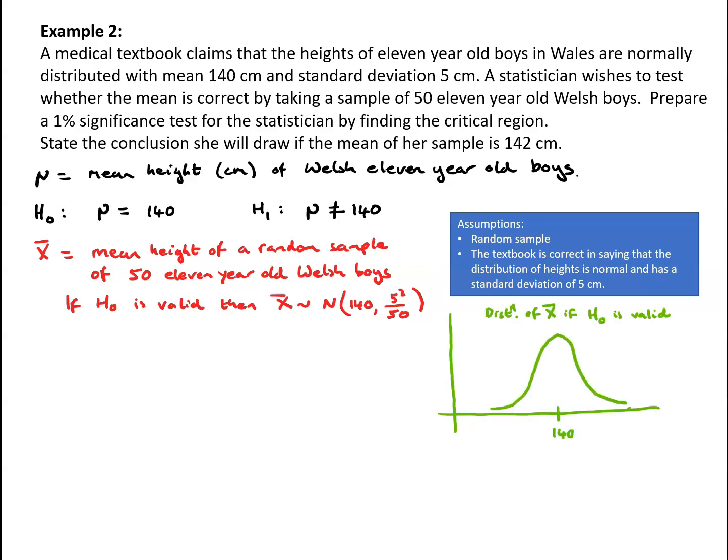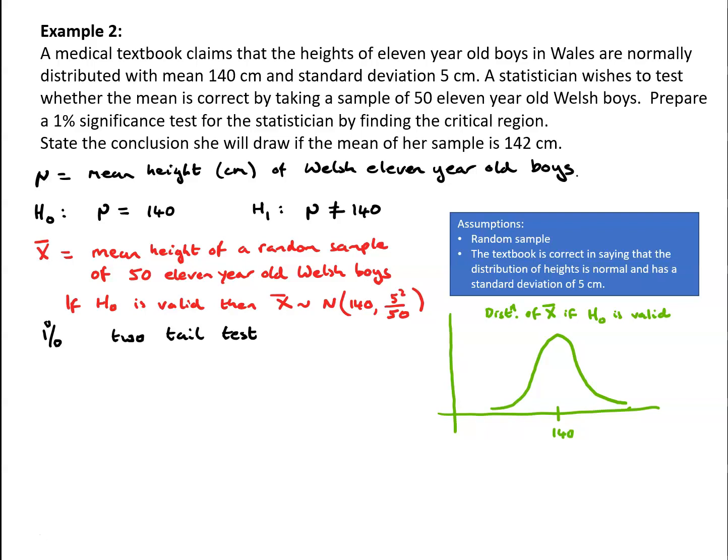So here is, if you like, a picture of the distribution of the sample mean if the null hypothesis is valid. Now, the significance level for the test is 1%. That's given to us in the question, and it is a two-tailed test because the alternative hypothesis is mu is not equal to 140. So we'll want to accept the alternative hypothesis if the value of x bar is much greater than 140 or much smaller than 140. So we've got a 1% two-tailed test.